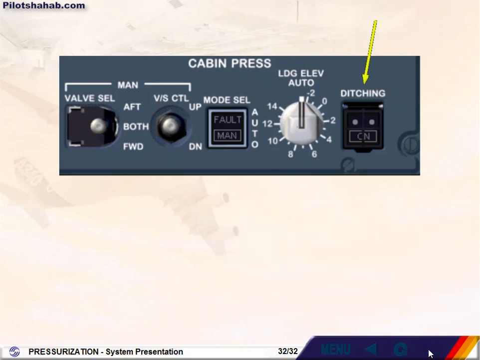The guarded ditching push-button switch is provided to close all valves below the waterline so that the aircraft can be sealed in the unlikely event of a ditching.